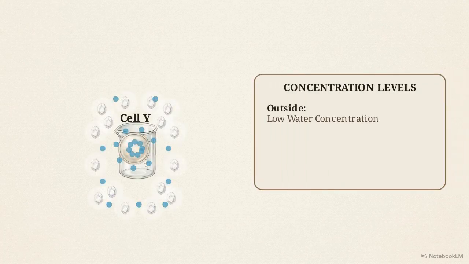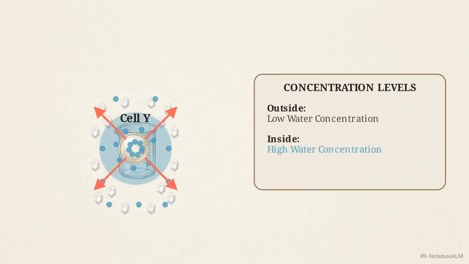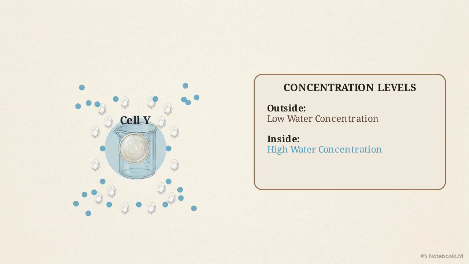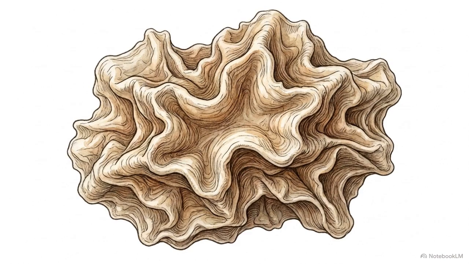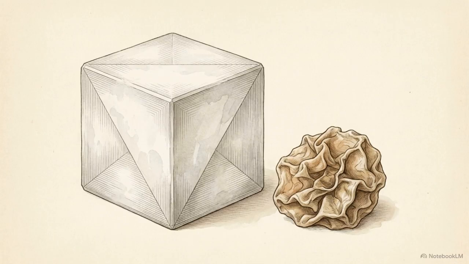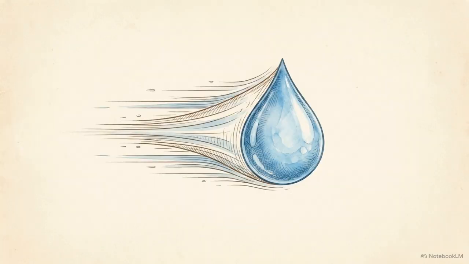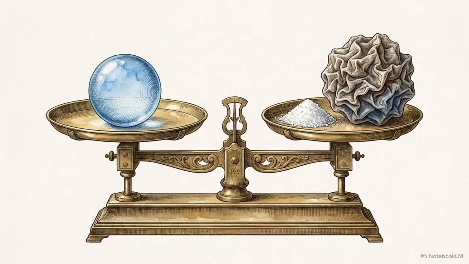Let's look at the environmental data. Because there is so much salt taking up space in the beaker, the water concentration outside the cell is much lower than the water concentration inside. Once again, water moves from high to low. It travels outward, escaping the cell to reach the lower concentration in the beaker, causing the cell membrane to shrivel and collapse. The cell doesn't choose to shrink. The external salt simply takes up space, forcing the internal water out to balance the scales.